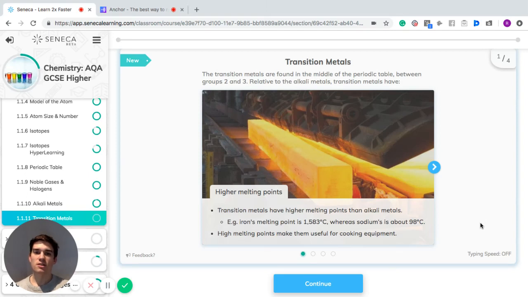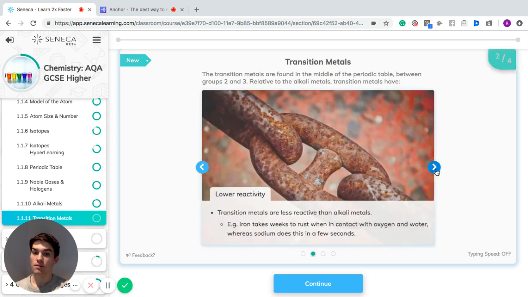Transition metals. Transition metals are found in the middle of the periodic table between groups 2 and 3. Relative to alkali metals, transition metals have higher melting points. And so, for example, iron's melting point is 1,585 degrees centigrade, whereas sodium's melting point is about 98 degrees. And the higher melting point makes them useful for some things like cooking equipment.